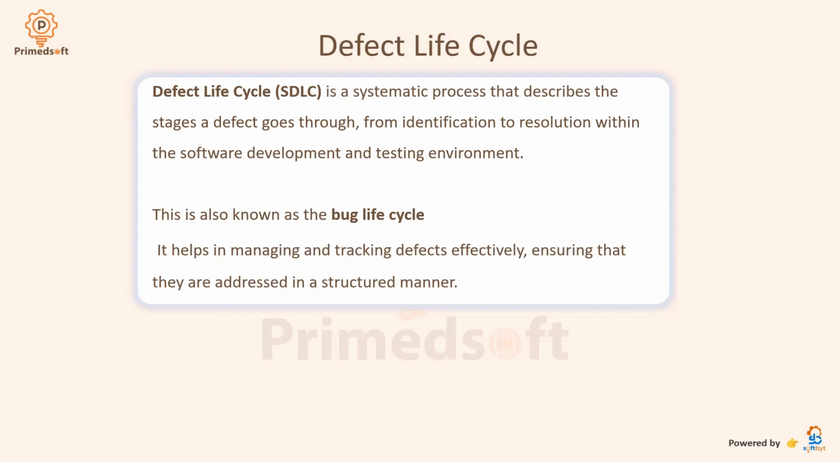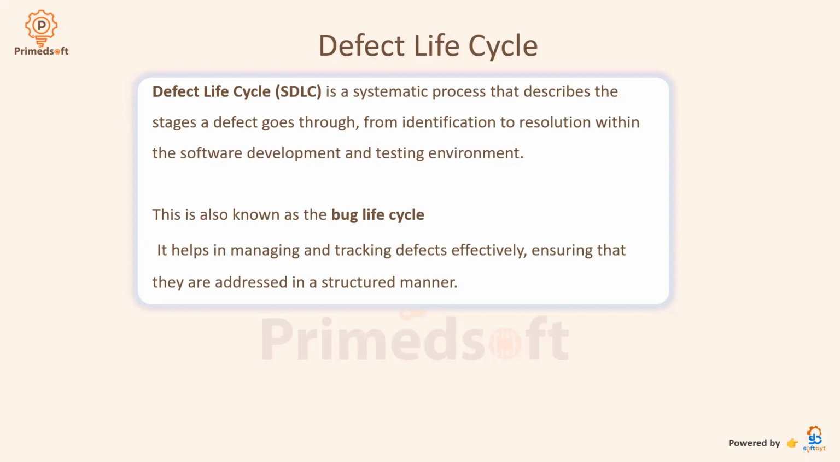So what is the defect life cycle? A defect life cycle is a systematic process that describes the stages a defect goes through from identification to resolution, within the software development and testing environment. This is also known as the bug life cycle. Do not forget that I told you that defect is bug, right? Another name for bug is defect.